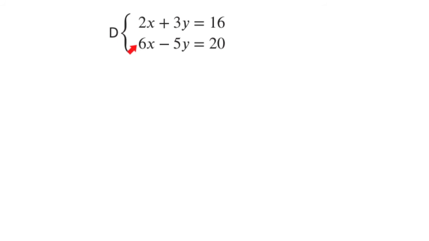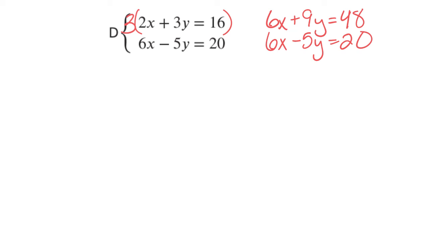In D, no matter how I add or subtract these, I will not end up eliminating a variable. But I do notice that if I took my first equation times 3, then I would have 6x in both of them, which means I could subtract to eliminate a variable. So this is kind of going to our next step in elimination, but let's just try this out. Let's take our first equation and we're going to multiply everything in it by 3. So I'm going to rewrite that as 6x plus 9y equals 48, because I have to multiply both sides by 3. And then my other equation would just stay the same.